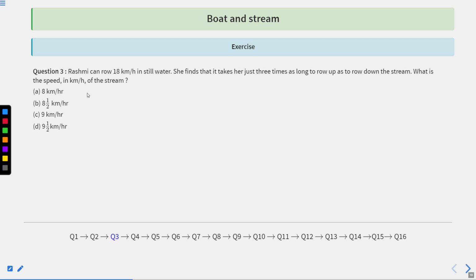Now, question number 3. Rashmi can row 18 kilometer per hour in still water. So the still water speed is given to us. She finds that it takes her just 3 times as long to row up as to row down the stream. So what is the speed in kilometer per hour of the stream?